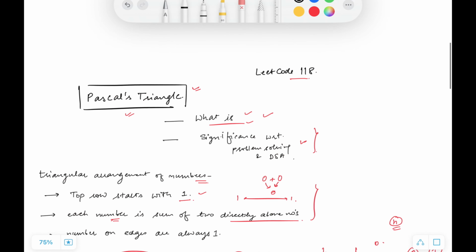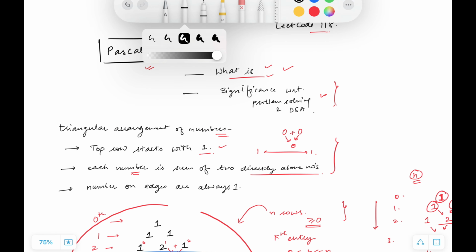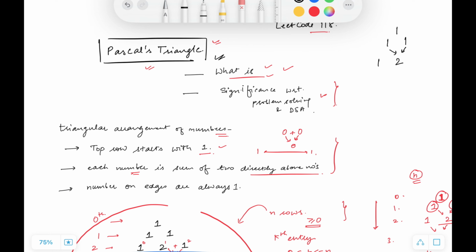So let me give you a quick revision again. We started with Pascal's triangle. What is a Pascal triangle? In mathematics, it's a triangular arrangement of numbers where the top row starts with 1, and all the rows start and end with 1, and the middle elements are the sum of the two elements directly above. So 1, 1, then 1, 2, 1, and 1, 3, 3, 1. This is how the Pascal triangle is created.